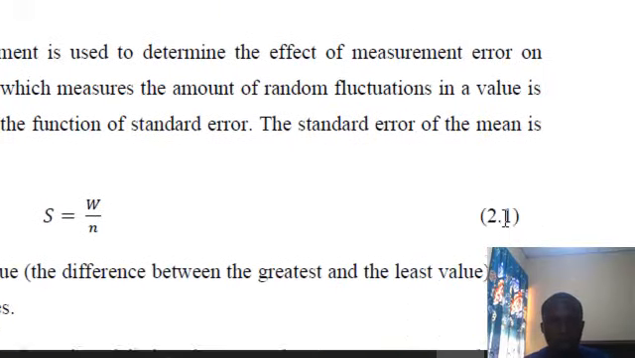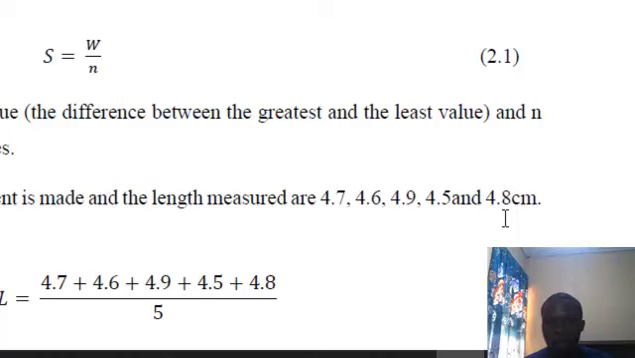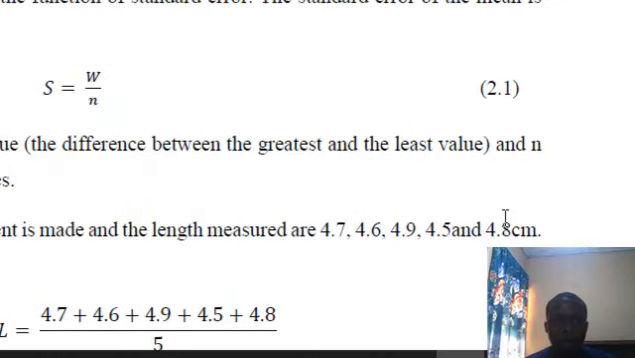We have maximum error, and we have standard error. The maximum error is the total error which a measured value could contain. And in most experimental measurements, it's very easy to estimate a maximum error. It gives the outside limit of such error. And we have standard error, and the standard error is used to determine the effects of measurement error on individual results. And then the quantity which measures the amount of random fluctuations in a value is the standard deviation, which is a function of the standard error.